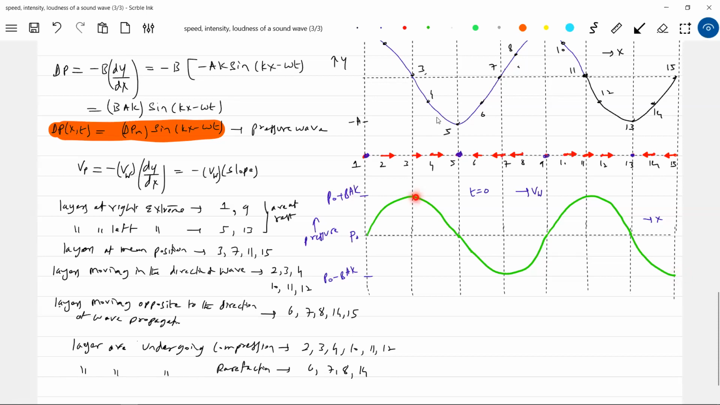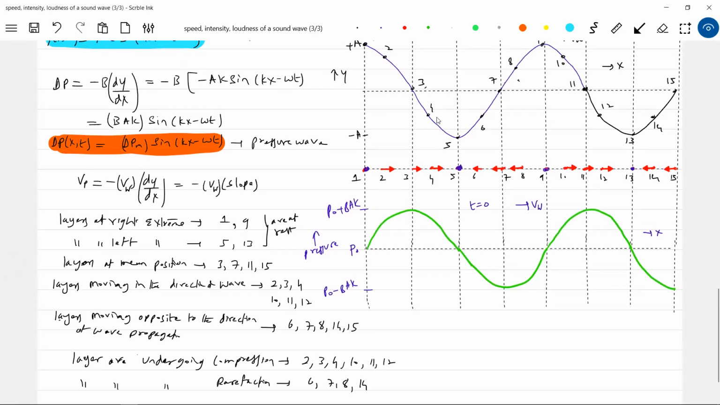Able to understand this one? So there's a very simplified way, no? Which layer is having maximum compression? Where is the pressure maximum? Here, no? P naught plus BAK, pressure is maximum. So which layers are undergoing maximum compression? 3 and 11.